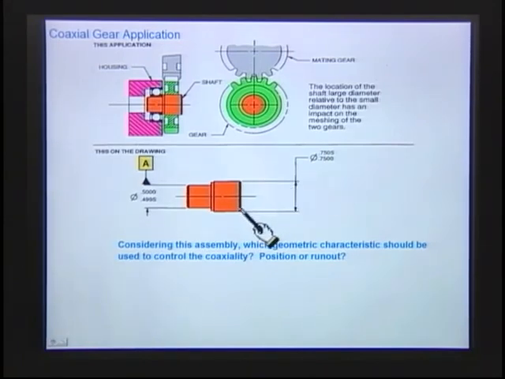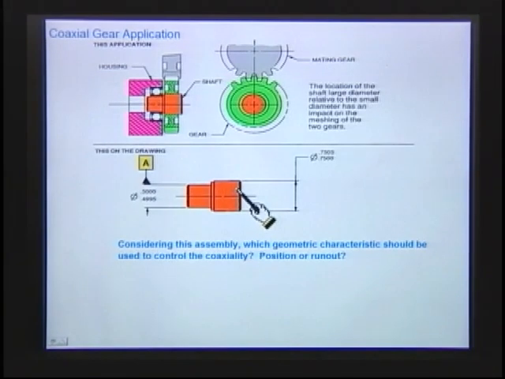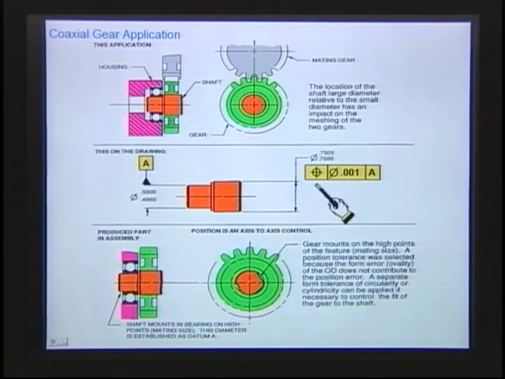If I was looking at this application, what I would use on this one here would be a position callout. And why would I use position? Because you notice this is the way this part works. First of all, when I take this little idler shaft and I plug it into the hole on the bearing, you see what it does on the datum? It contacts on the high points.